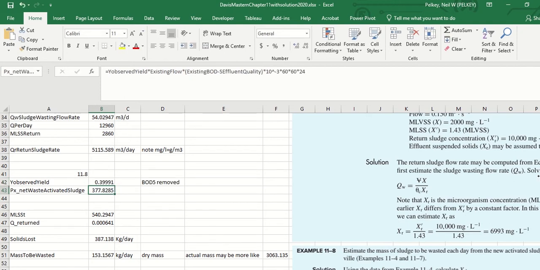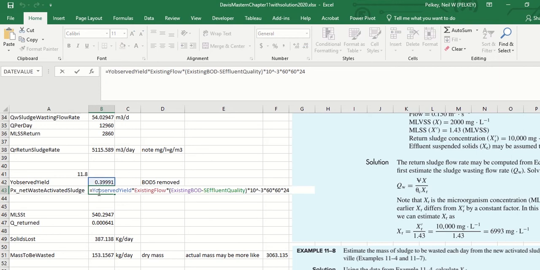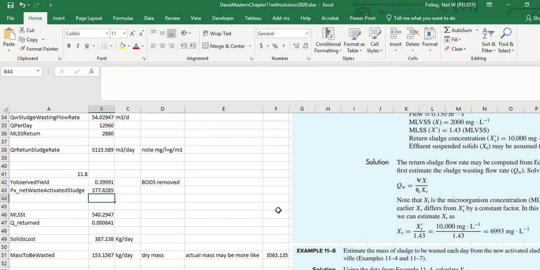And that gives a roughly 40% BOD5 removed. And then we can use the other formula that's going to plug that. Observed yield times the existing flow, which is the existing minus the effluent quality, times 10 to the minus third times seconds in a day to get us our PX wasted per day.